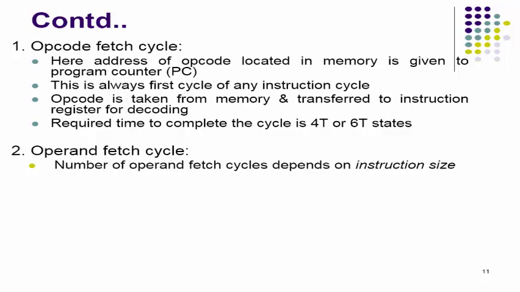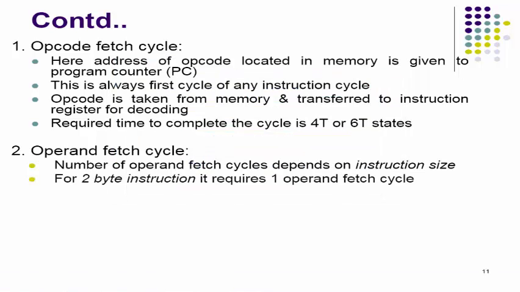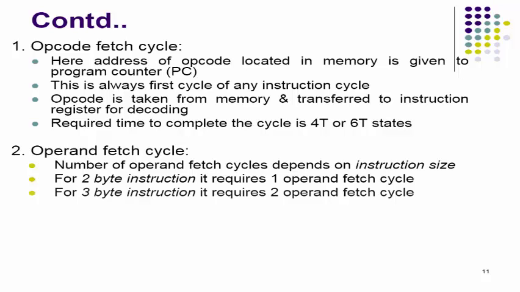Then the operand fetch cycle, or operand fetch machine cycle. The number of operand fetch cycles depends on the instruction size. How to calculate the size of the instruction we have already discussed. Typically the instruction format consists of an opcode field and an operand field. The opcode field definitely requires 1 byte in 8085, and depending on the contents available in the operand, the size of the instruction may change.